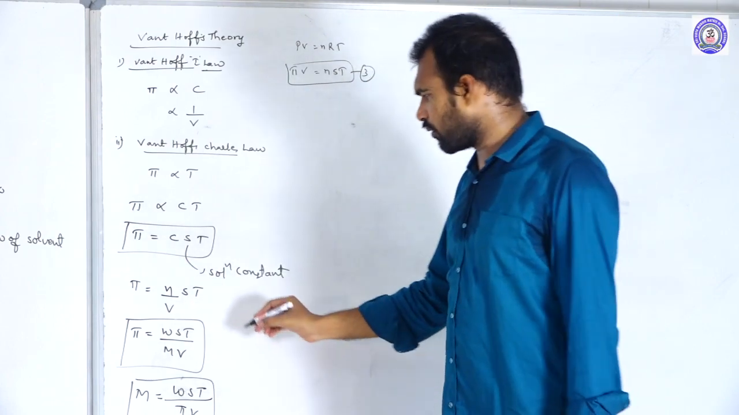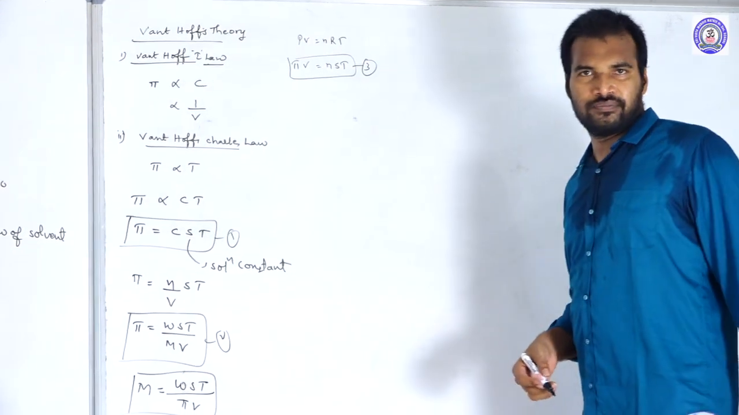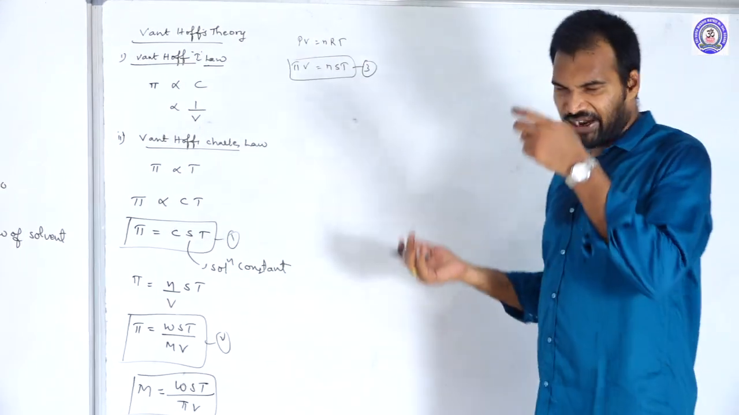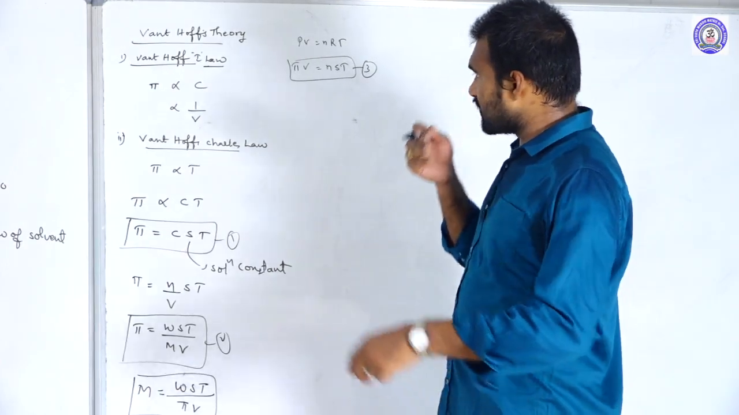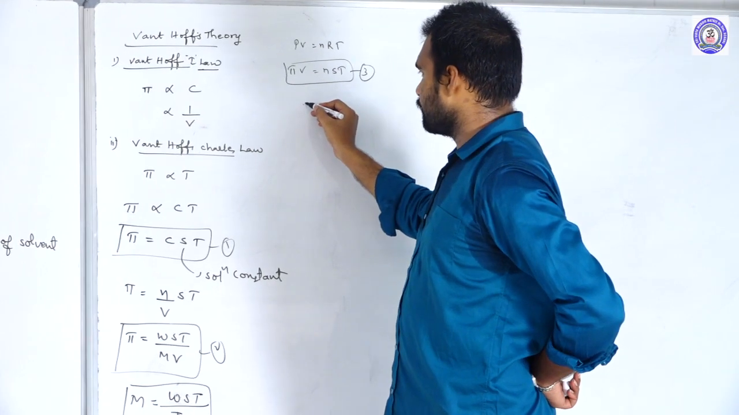Okay, like this, so many formulas we can write. This is one formula, this is the second formula, and this is the third formula. Like this we can relate. This is Van 't Hoff's theory. Now let us discuss the cases.